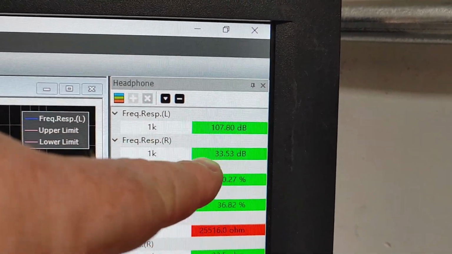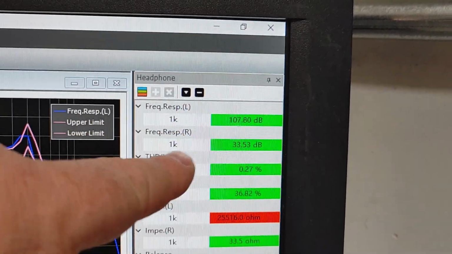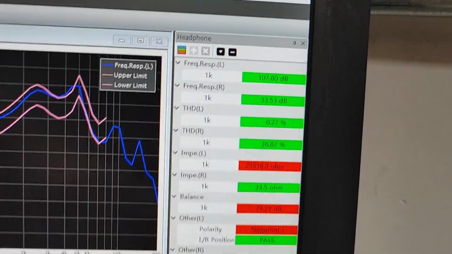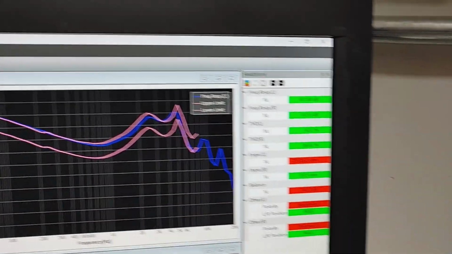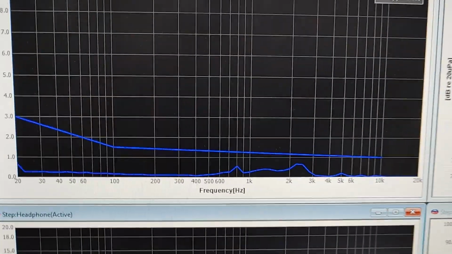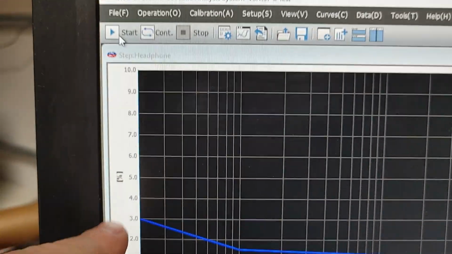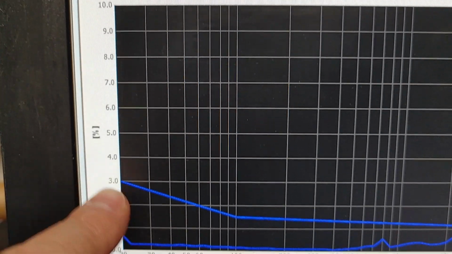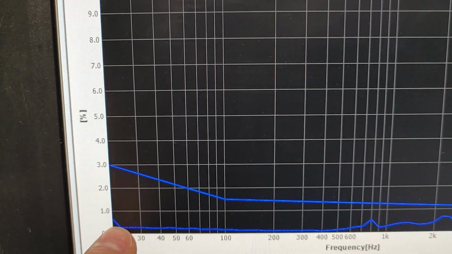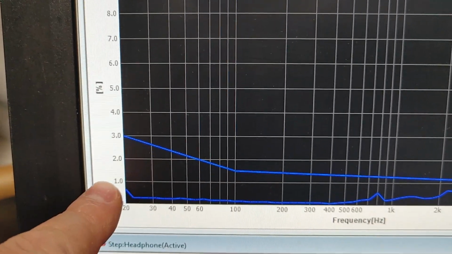It confirms it: you see the frequency response to the left is 107.8 dB at 1 kilohertz. Ignore the right, because I don't have anything plugged in. Some other things are going on too. I wanted to show you what this results in. See this? People ask, what's that? This is a THD graph. You see it says THD left, upper limit. It's in percent. I want you to look at that. You see that? 0, 1, okay?